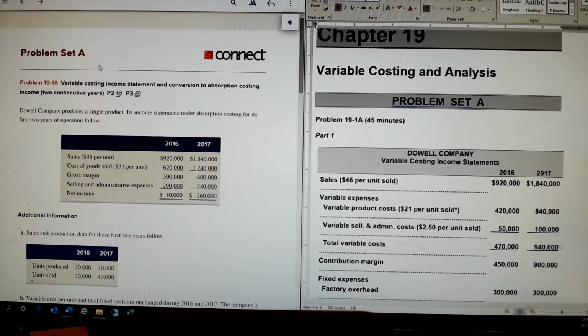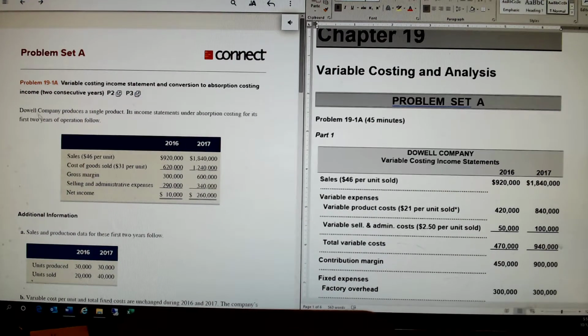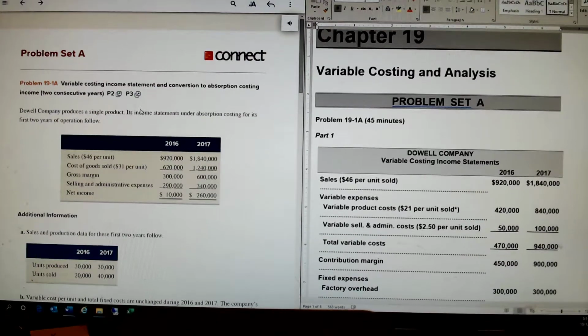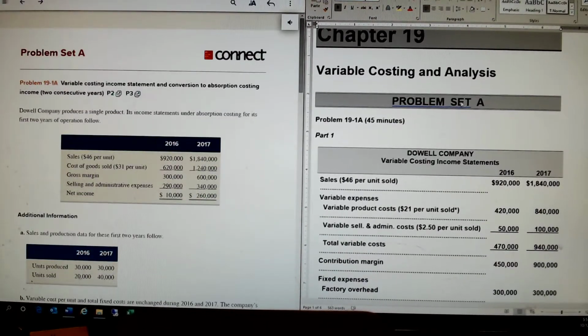Okay, the homework problem that you have is the equivalent of 19-1A. Here it's this Dowell company. You of course have different numbers, but this is what's in the text, and here's the solution for it, which is also loaded to Canvas. So let's go through and just make sure we know where these numbers are coming from.